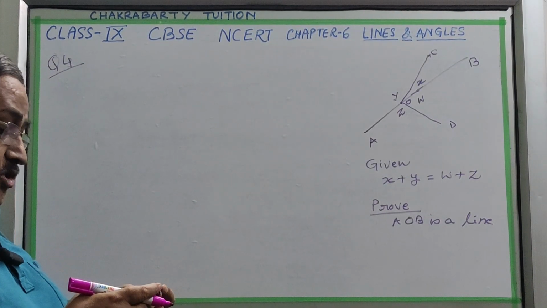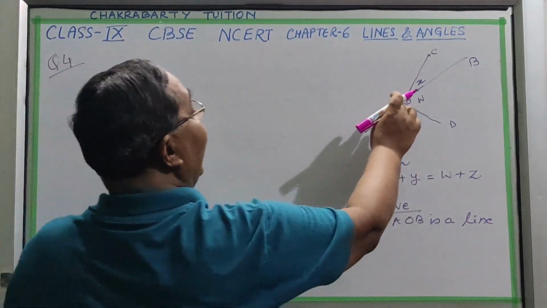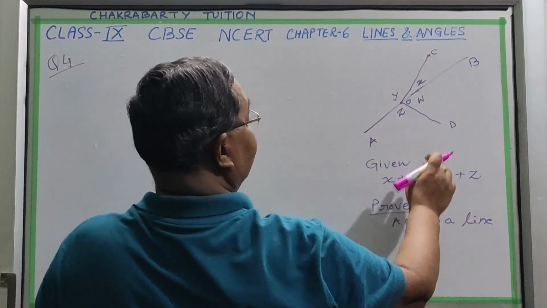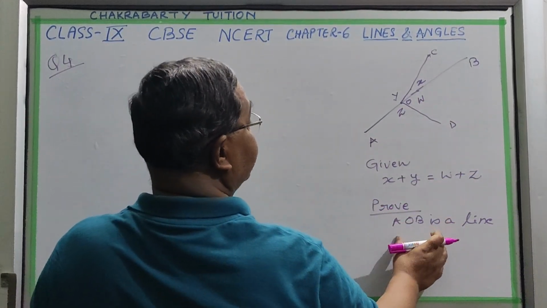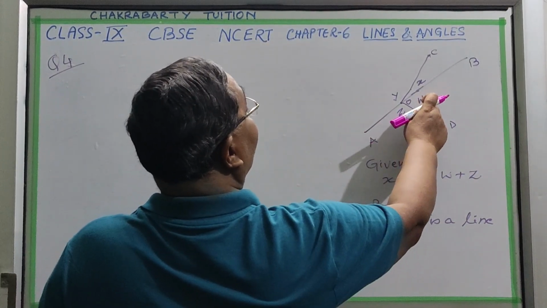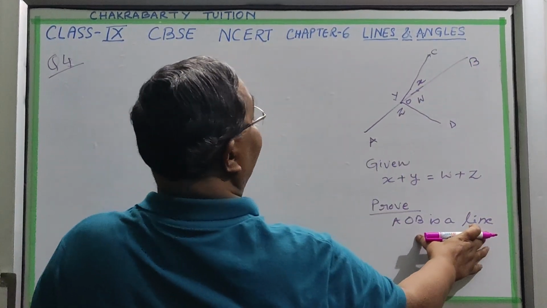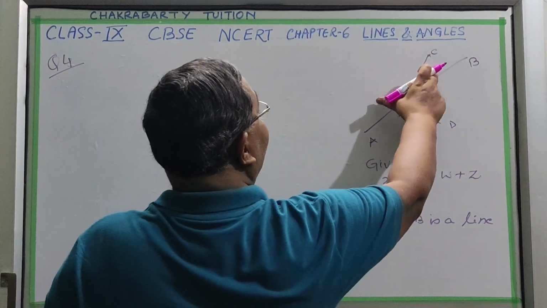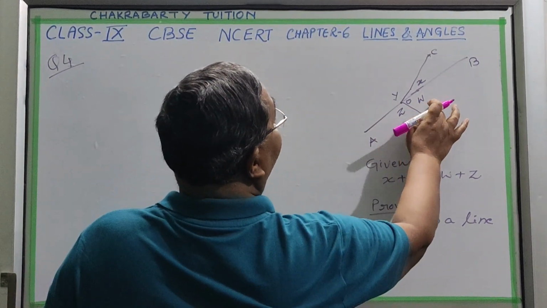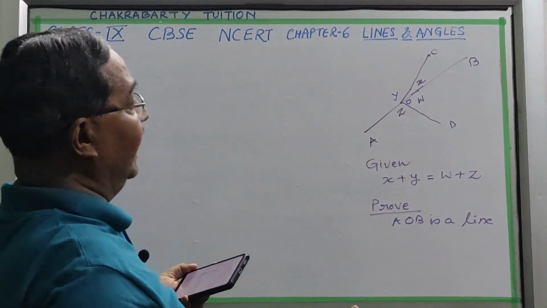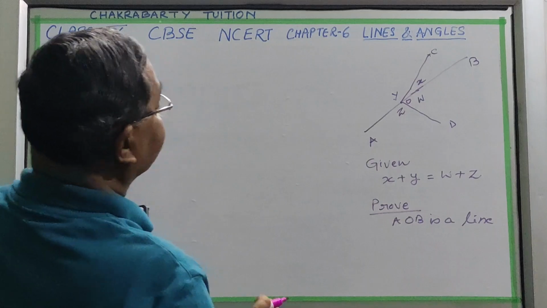So in question number 4, this figure is given. Here x and y equal to y and z. This is only given, and you have to prove that AOP is a line. You can prove it as a line if these two angles are 180 degrees, or Z or W is 180 degrees, then only we can prove. So we will go with x and y first.